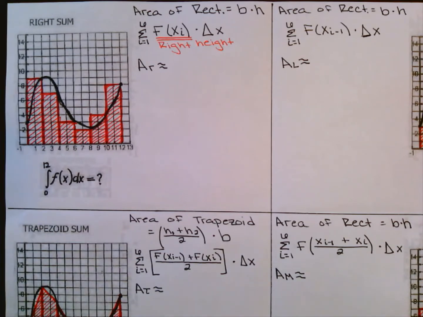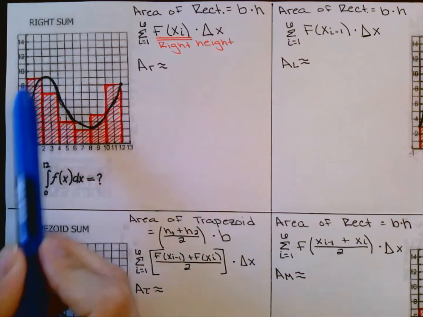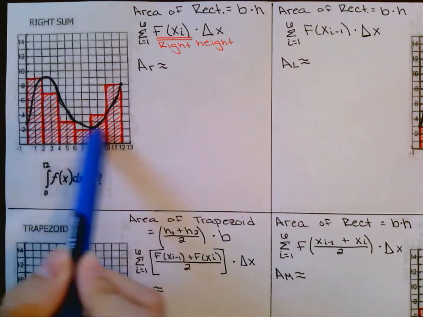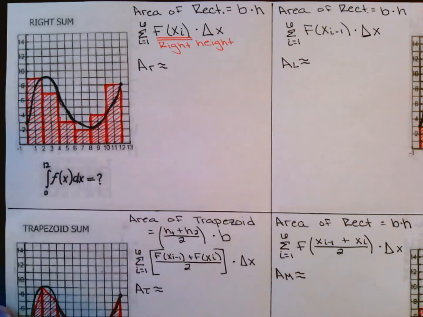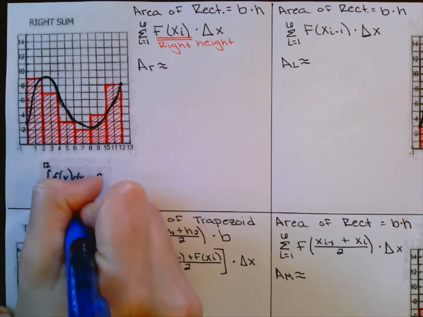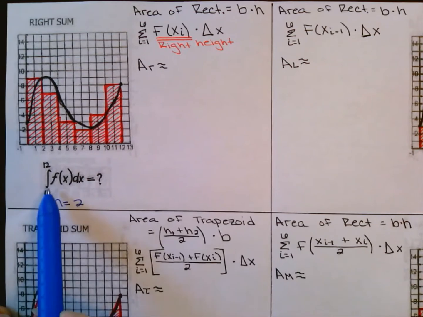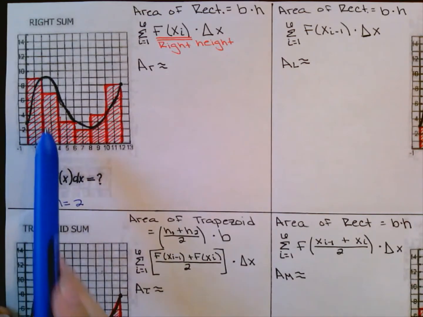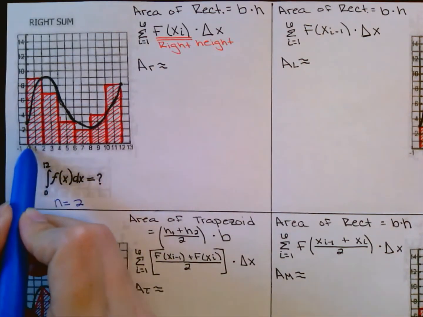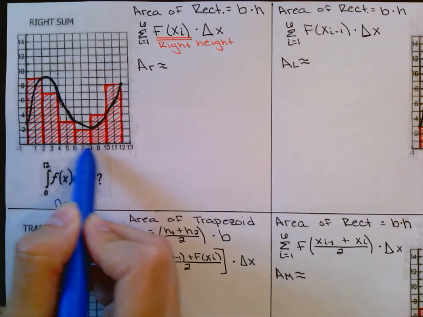So first, graphs. Remember, we said rectangles, base times height. He can do the rectangles according to the right height of the function. So if this is my curve, my function, we're going to say that n, my number of intervals, is going to be 2. Okay? So we want to estimate using Riemann sums the area under the curve, the integral from 0 to 12. And if n is 2, that means each interval is going to have a delta x, a change of 2.